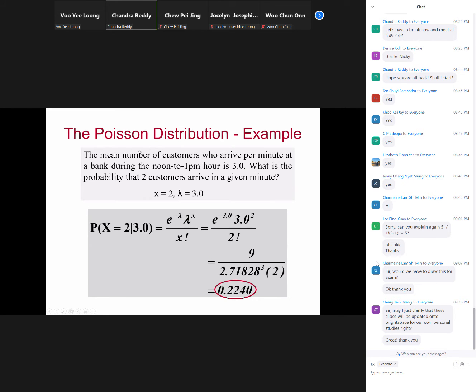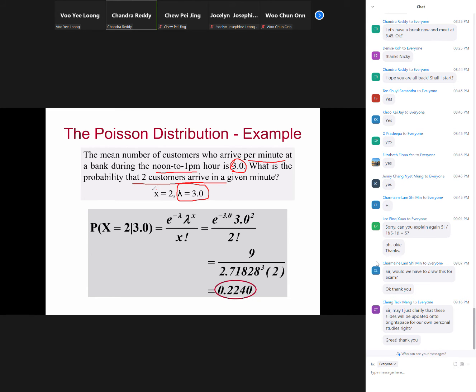So here we can read this. The mean number of customers who arrive per minute at a bank from 12 noon to 1 p.m. in this hour is 3.0. So here the lambda value is given, the expected number of events. Between 12 and 1, you expect 3 customers arriving per minute at the bank. Now you are asked to calculate the probability that 2 customers arrive in a given minute.